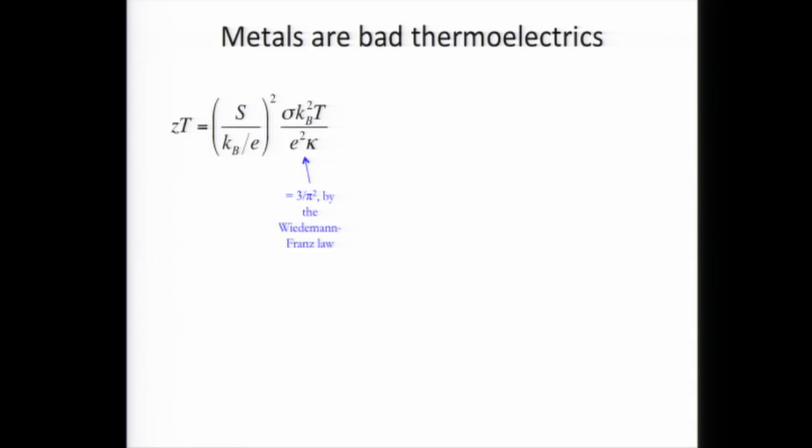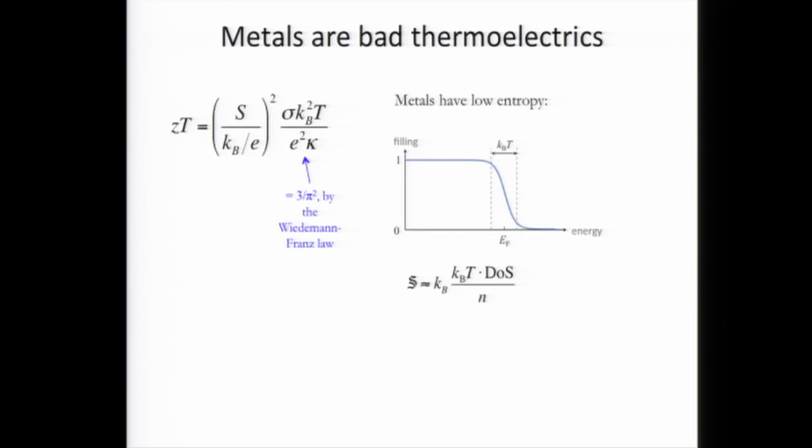Okay? So in a metal, making a large ZT comes down to how big the thermal power can be. And when you think about it for a little bit, you realize that the thermal power in a metal is quite small, and the reason is that metals have very low entropy. The way to think about this is to draw out the Fermi function, which tells you the probability of an electron state being filled as a function of energy.